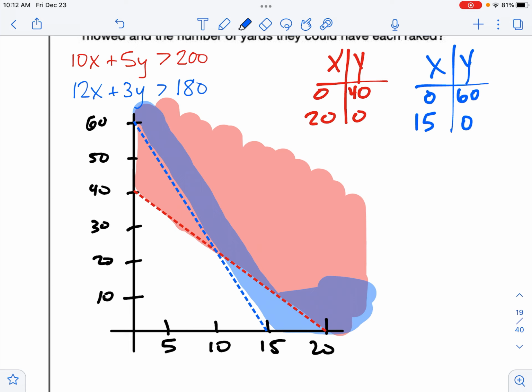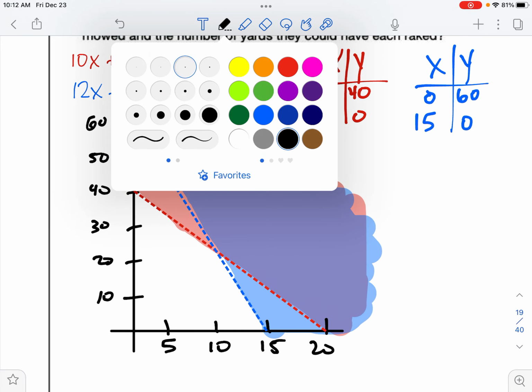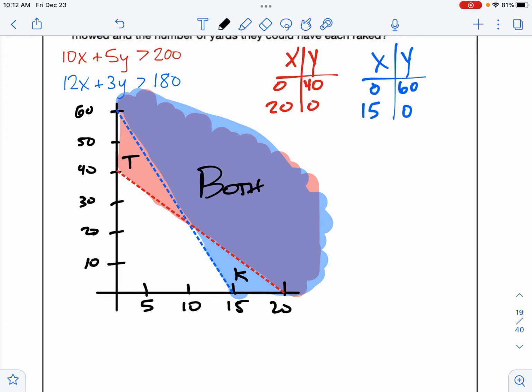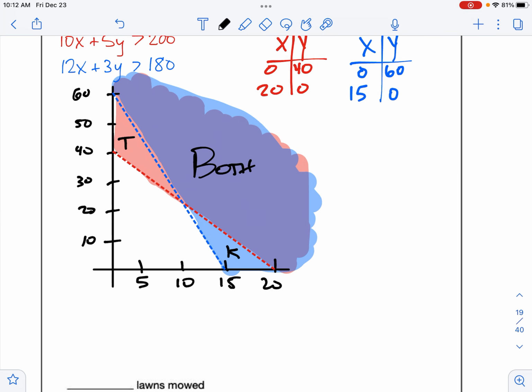What we need to understand here is that the problem says Keith meets his goal, but Tammy does not. So when we think about the regions on this final graph, this area right here would be where both of them met their goal. The red one only would be where Tammy met her goal but not Keith, and the blue one only will be where Keith met his goal but not Tammy. So we're trying to choose a value in that region for Keith only, and then we can test it in our inequalities just to make sure.